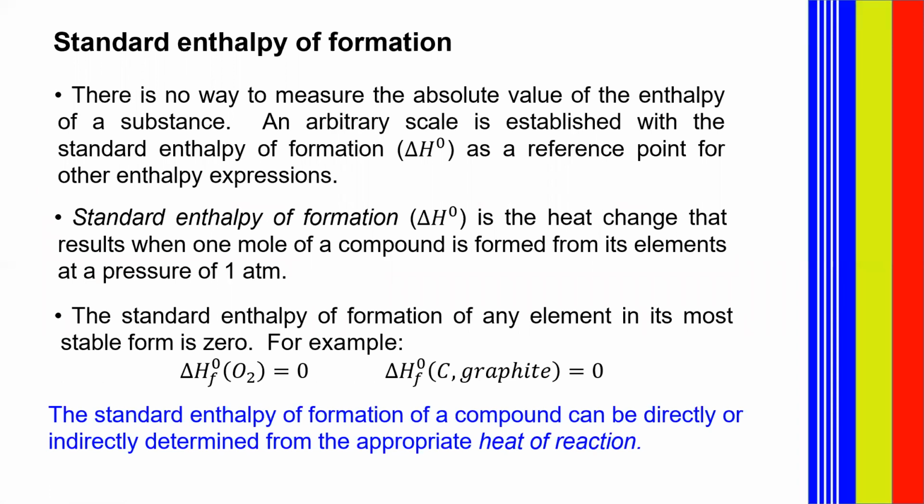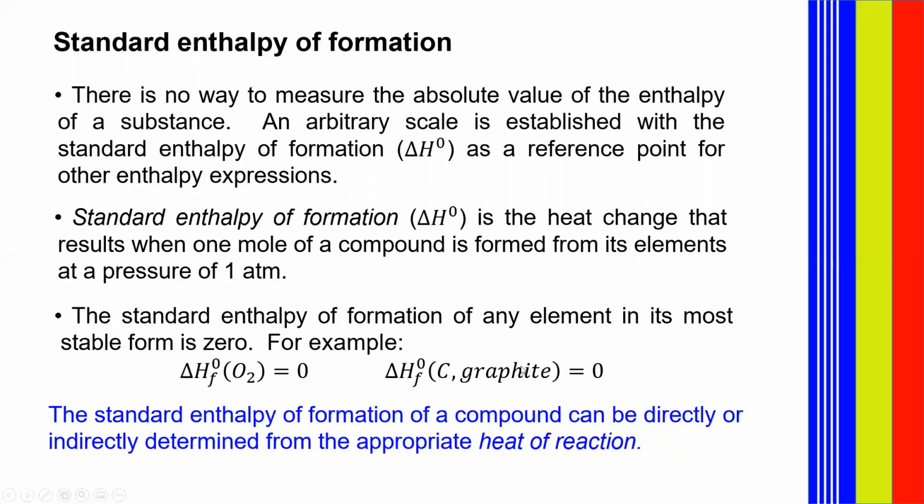So the standard enthalpy of formation: there's no way to measure the absolute value of enthalpy of a substance. So there is a standard arbitrary scale as a reference point, which is called the standard enthalpy of formation. It's the heat change that results when 1 mole of compound is formed from its elements at a pressure of 1 atm. Now, the standard enthalpy of formation for any element in its most stable form is 0. So delta H formation for oxygen, for example, is 0. For graphite, it equals 0.